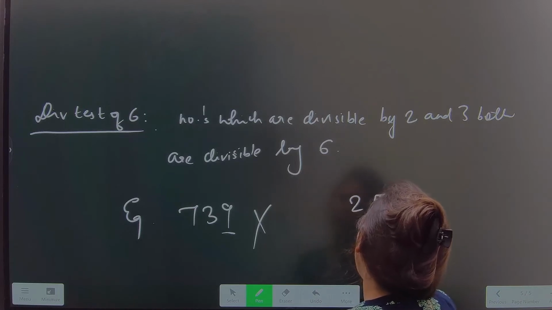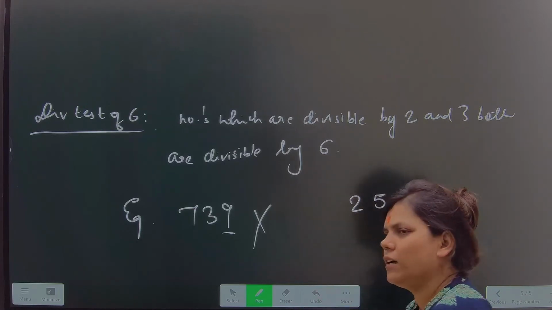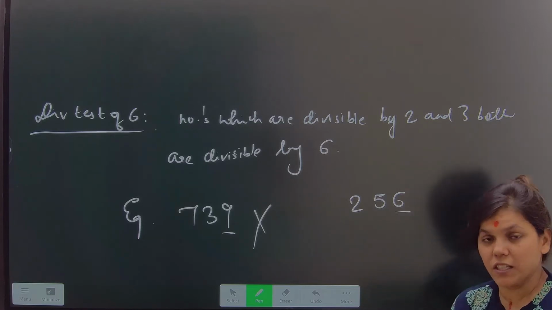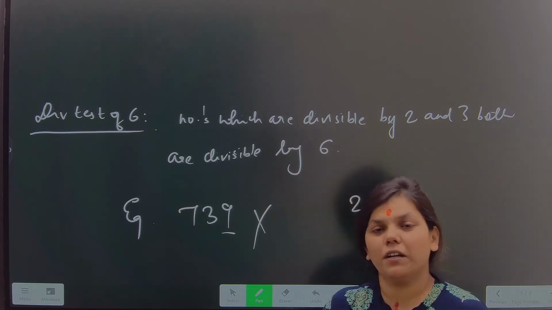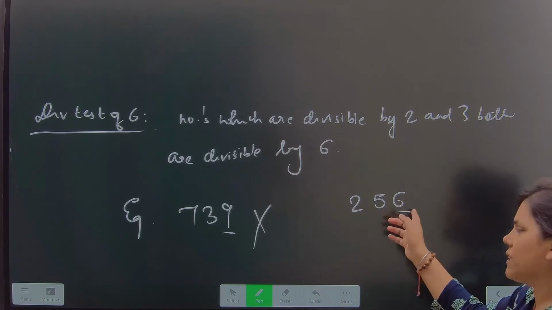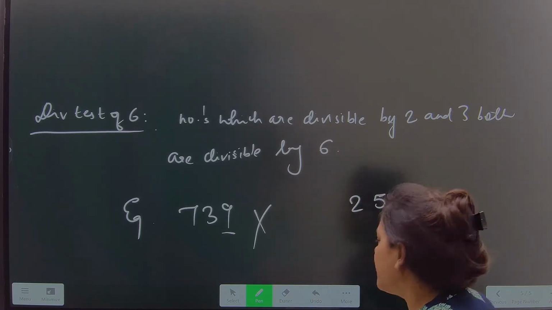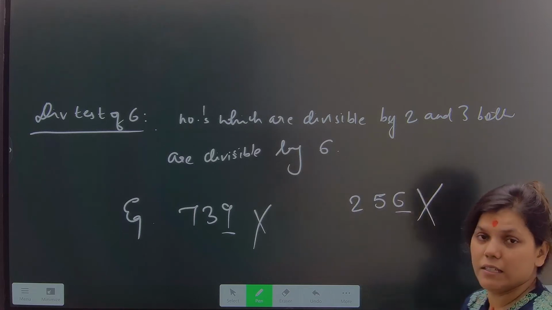Let us say 256. Now, this is divisible by 2 because the last digit is 6. Now, let us check the divisibility by 3. So, 5 plus 6, 11 plus 2, 13. So, 13 is not divisible by 3. Hence, this number is also not divisible by 6.